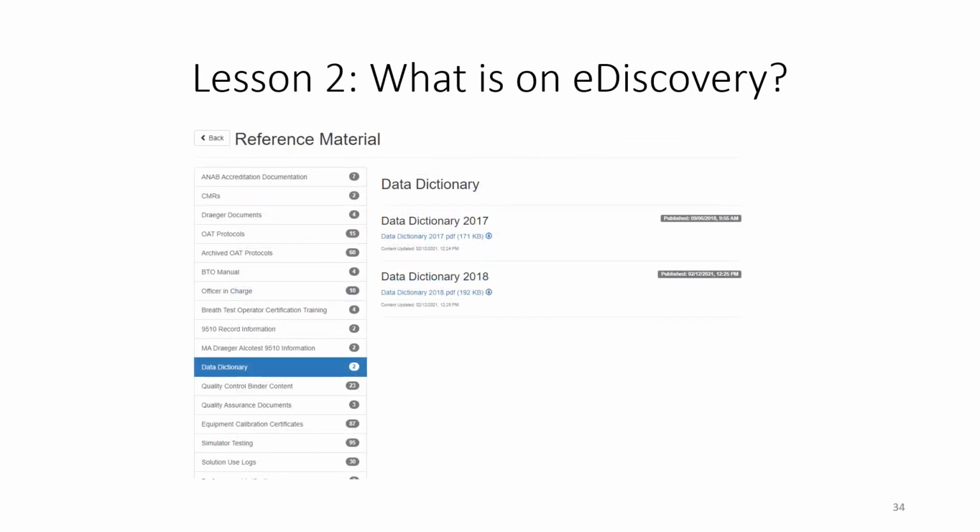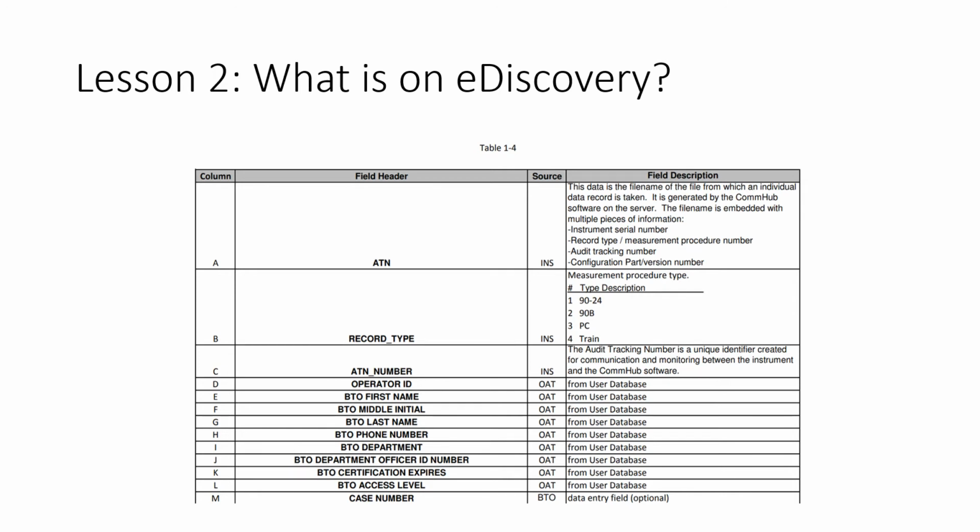Under the reference materials section, there is a tab entitled Data Dictionary. If you click on that tab, it'll open up to a page with two hyperlinks, one for a data dictionary from 2017 and one for a data dictionary from 2018. The data dictionary lists out all of the columns that appear in their respective tables within the data provision. The data dictionary all coincides with the tables that are in the data provision. So you'll see at the very top of the data dictionary, it lists tables 1 through 4. This is the very first page of that document, and it lists out every column within the data provision that's in tables 1 through 4.